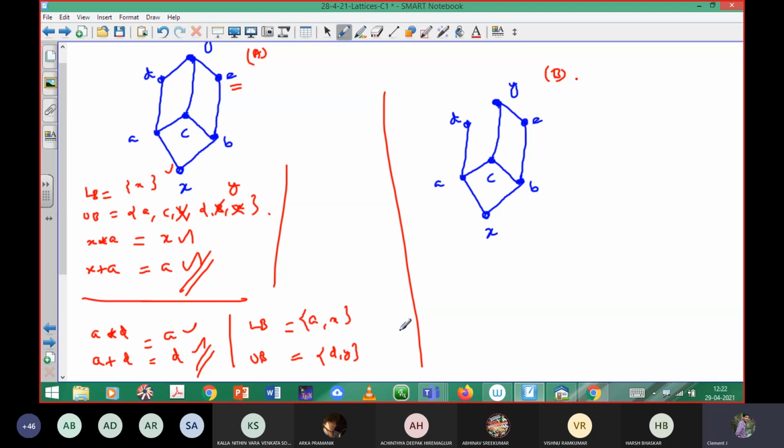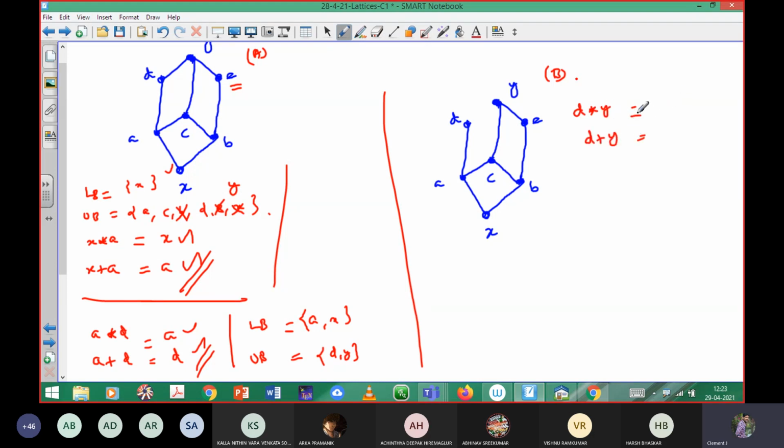Now you will get an idea on this second problem. See here, I can say the answer directly. It is not a lattice. Can you just point out for which pair it does not exist? Sir, D and Y. Very good, superb. Straight away he has picked a very easy example for a quick answer. So here D star Y, D plus Y.